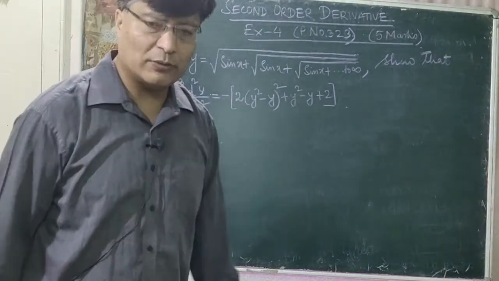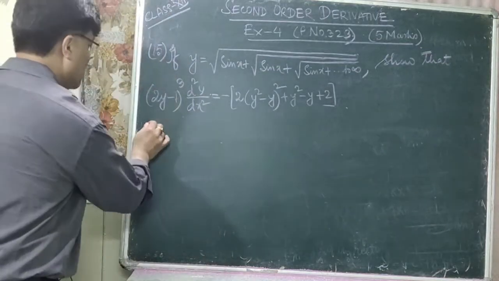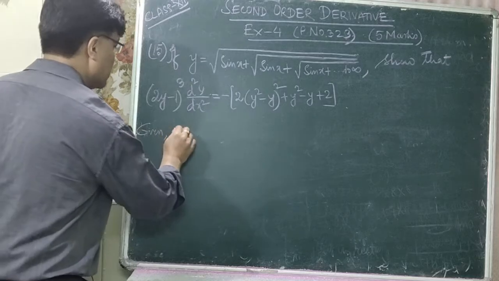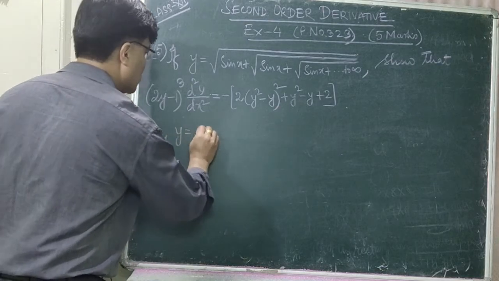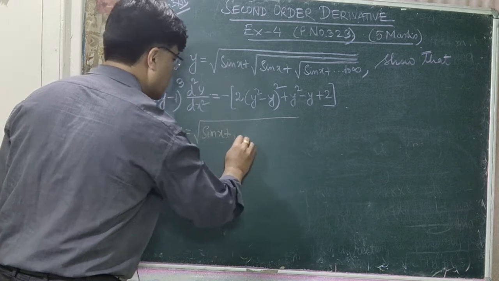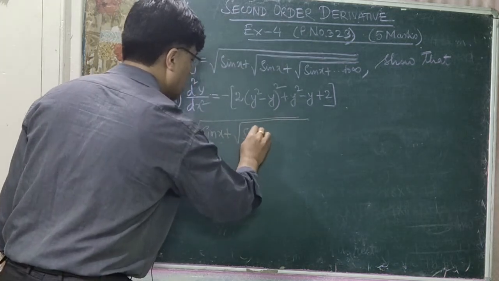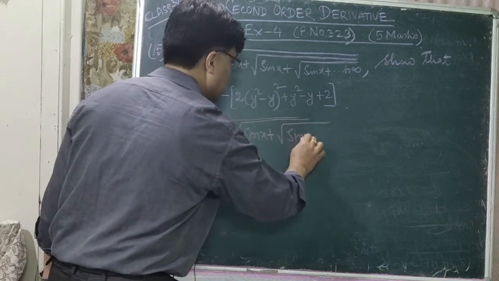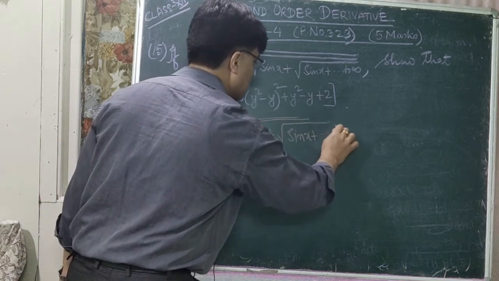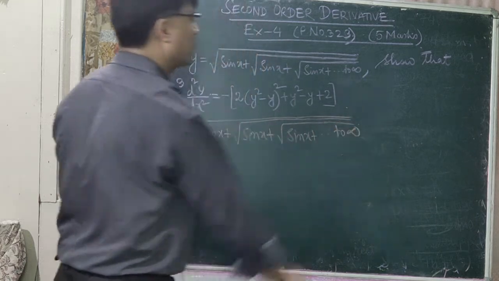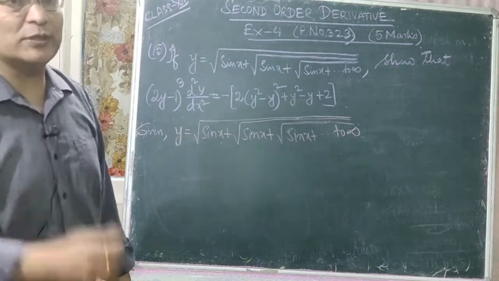Okay, so now let us write down this given. So here given is y is equal to root over sin x plus root over sin x plus root over sin x plus dot dot dot, it goes up to infinity, which never ends. Okay, now we have to square both the sides.